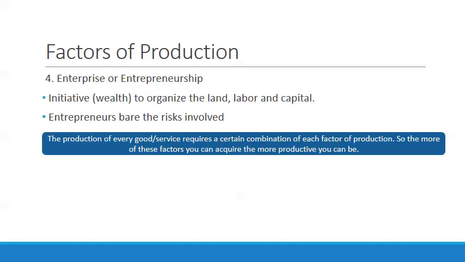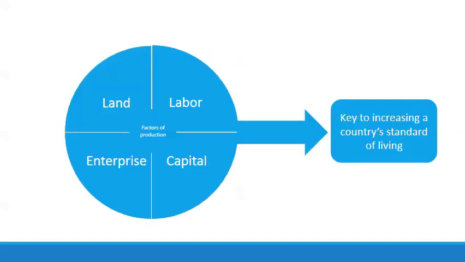It takes all four factors in some combination. And so the more of these factors you can acquire, the more productive you can be. So basically we put here on this little chart, land, labor, enterprise, and capital. These are the factors of production. And of course, they're the key to increasing a country's standard of living. This is the key, some combination of these four factors. And the more you acquire, the more productive you are able to be.